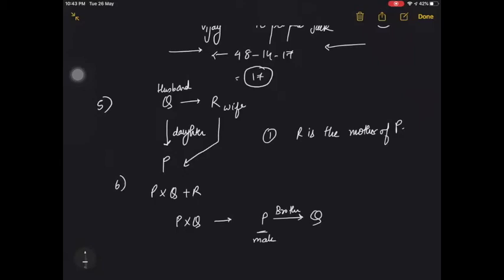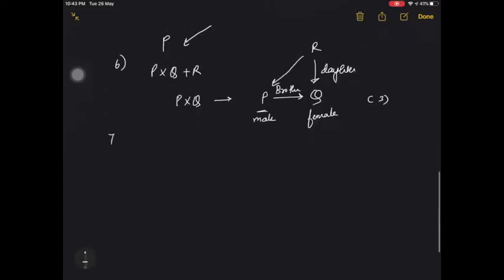Okay. Next, Q plus R. So I can say that Q is the daughter of R. So what can I say? Q will be a female. So what can I say from here now? Relation is P is the brother of R? No. P is the uncle of R? No. P is the son of R? Yes, obviously. So C is the correct answer. That's the third option is correct.